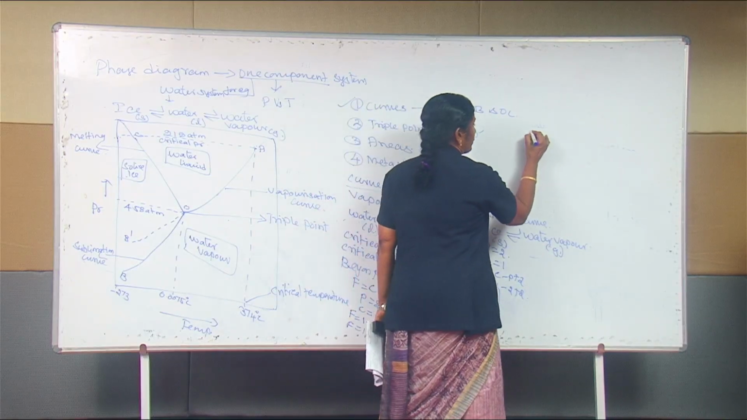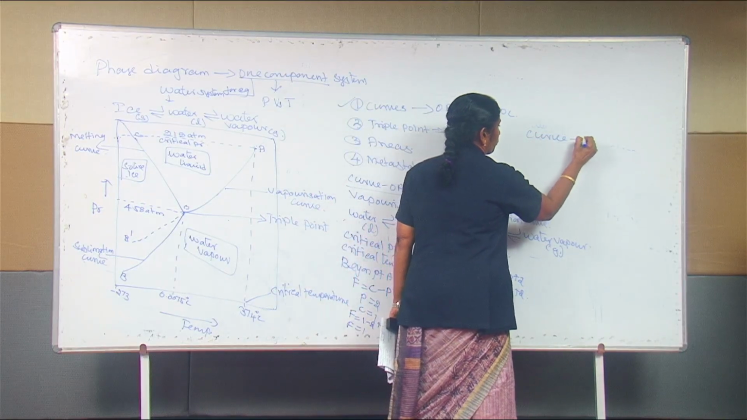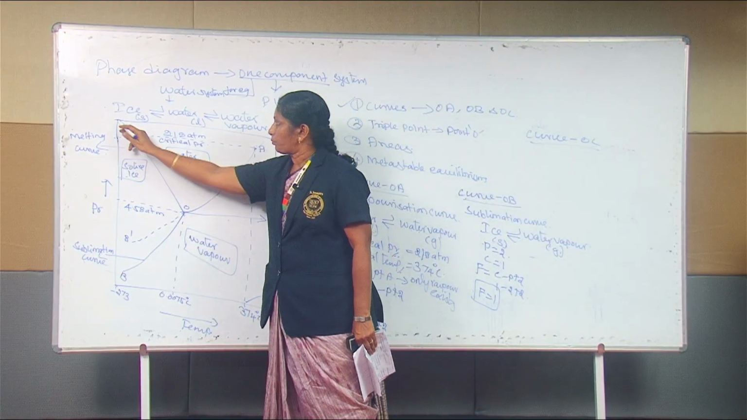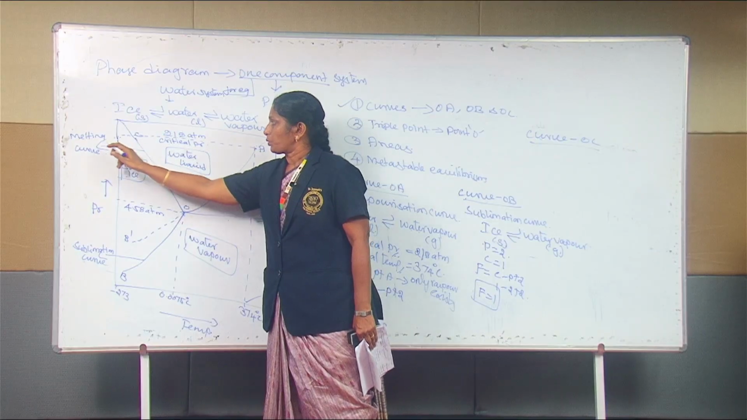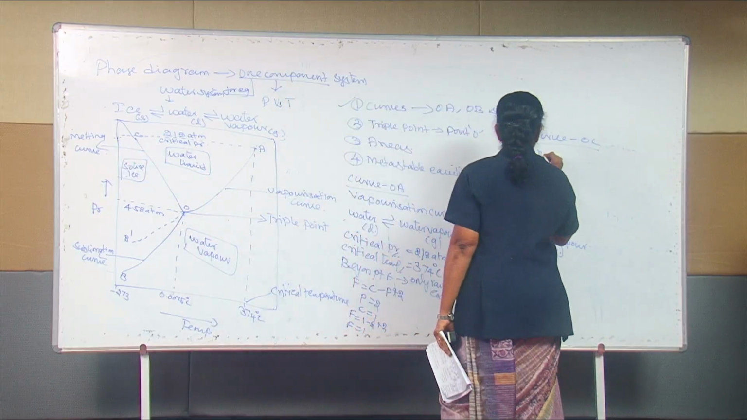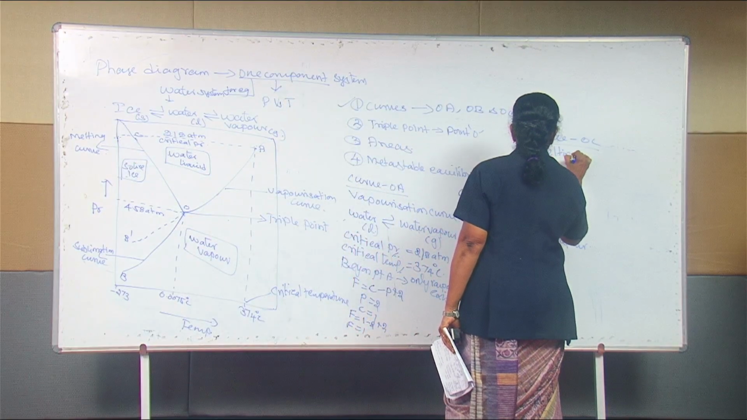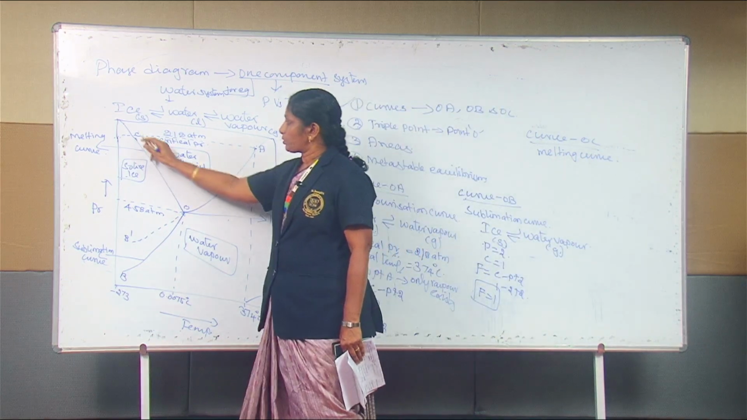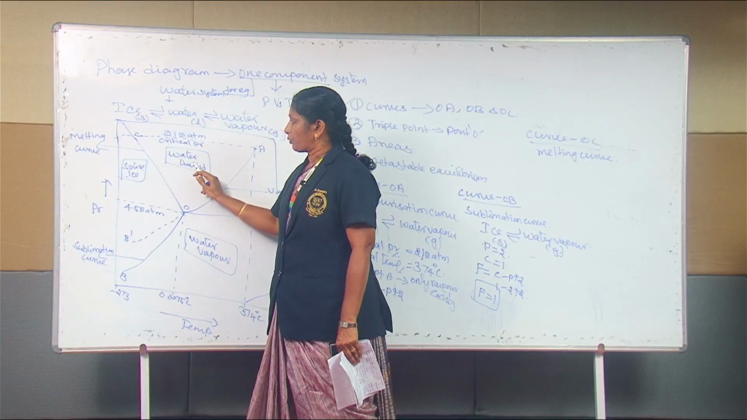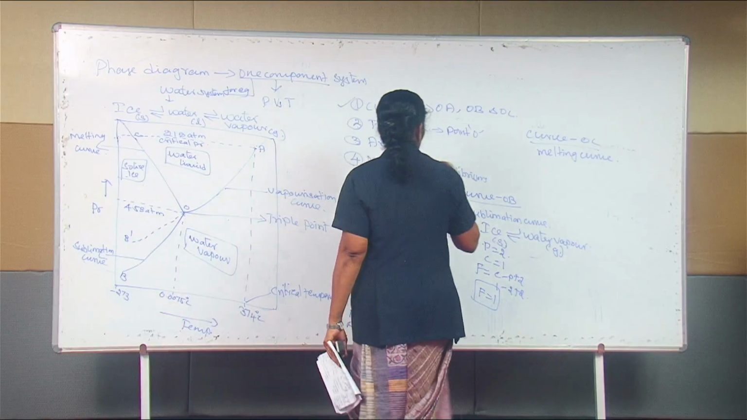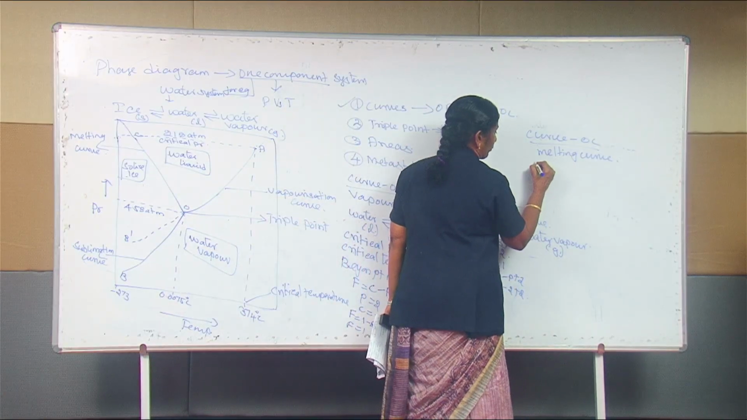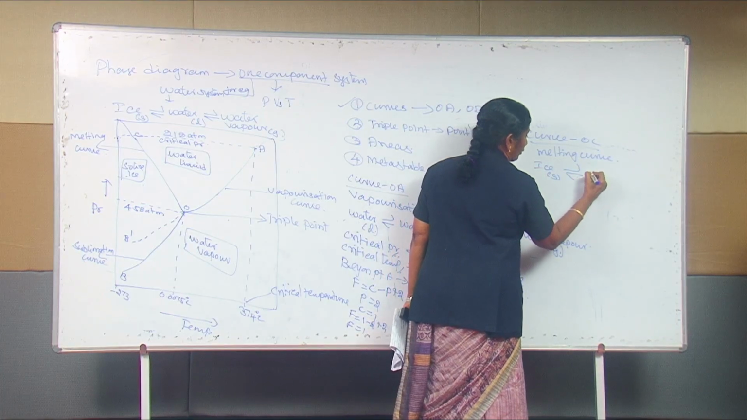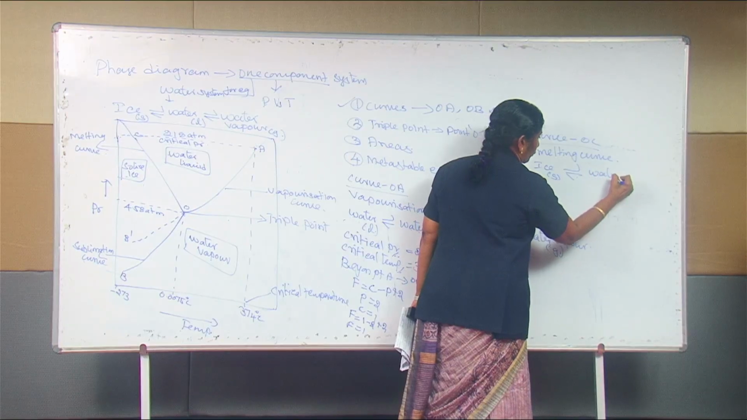And then the next one is curve OC. This curve is also called the melting curve. Along the OC curve, there are two things in equilibrium. One is solid ice and the other is liquid water. Solid ice and liquid water are in equilibrium.